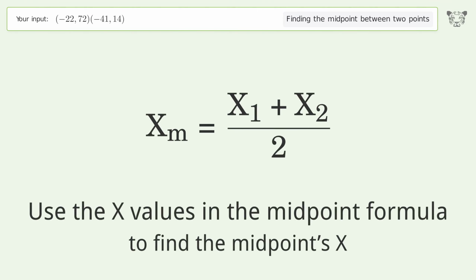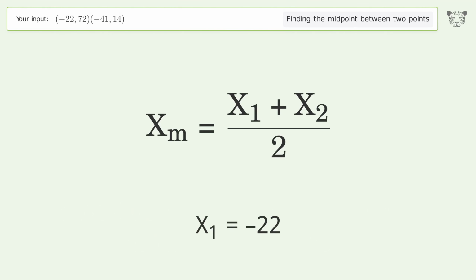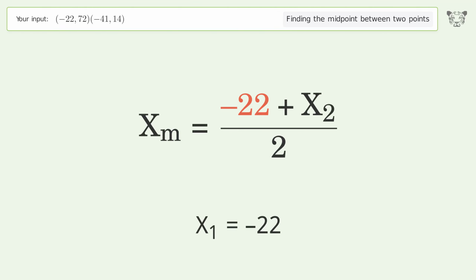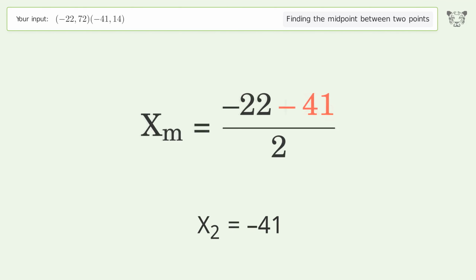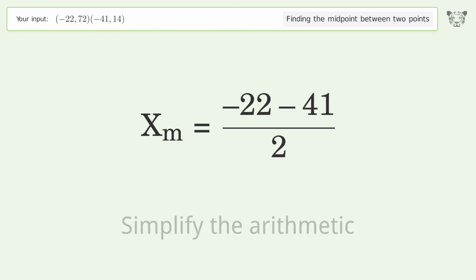Use the x values in the midpoint formula to find the midpoints x. x1 equals negative 22. x2 equals negative 41. Simplify the arithmetic.